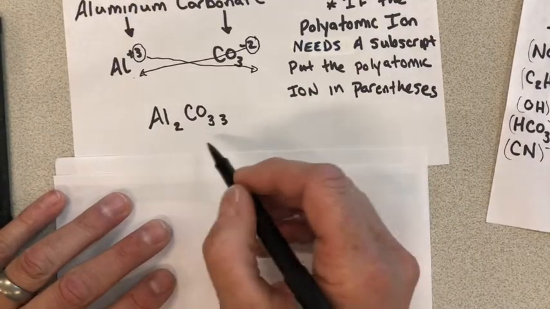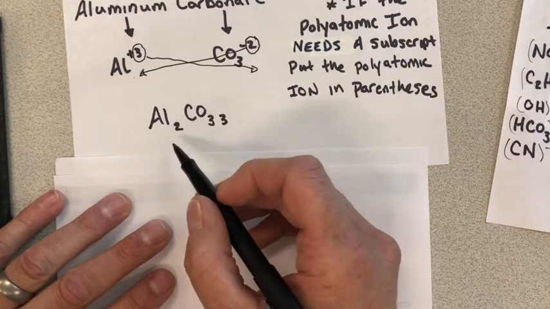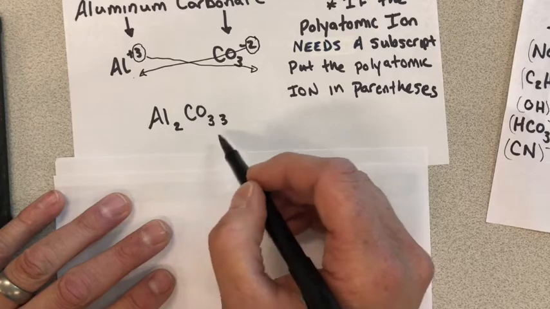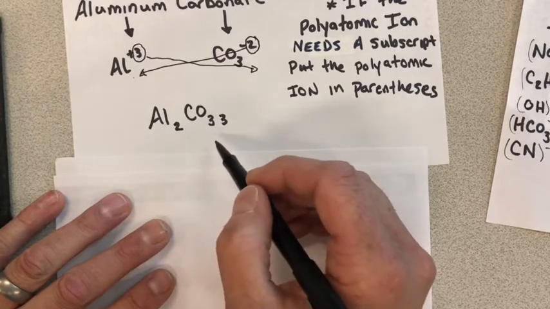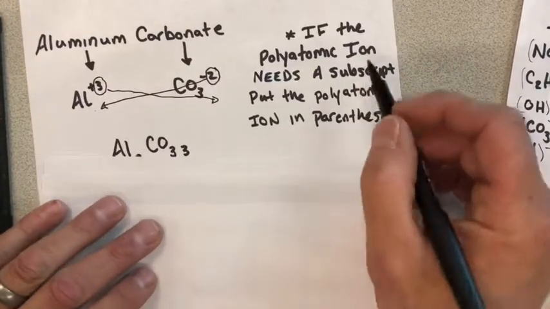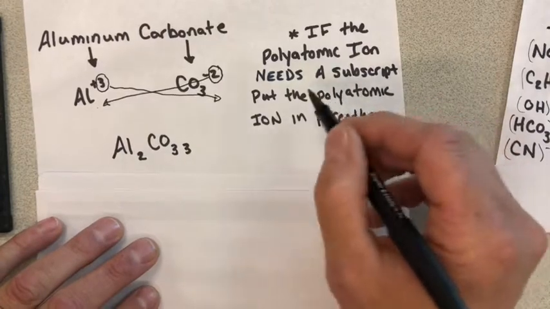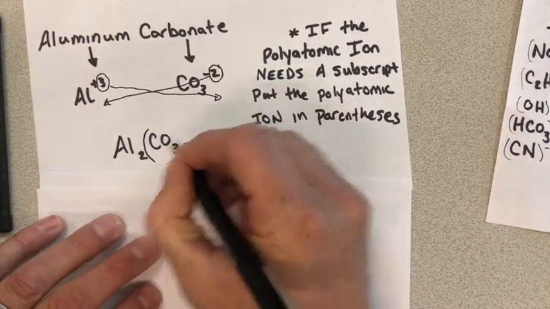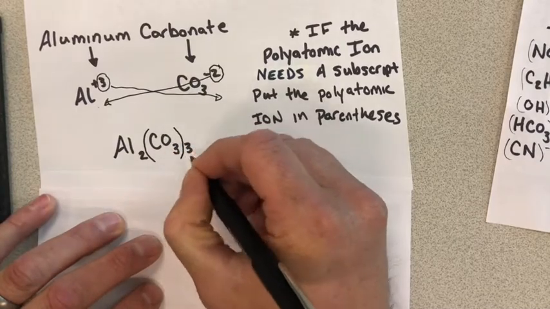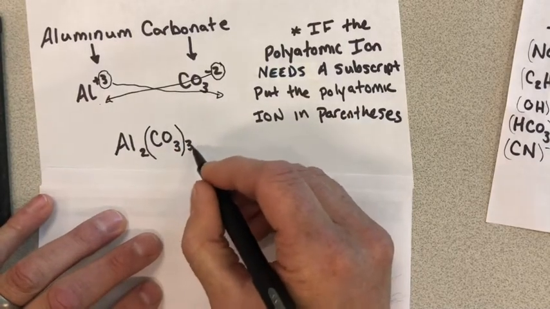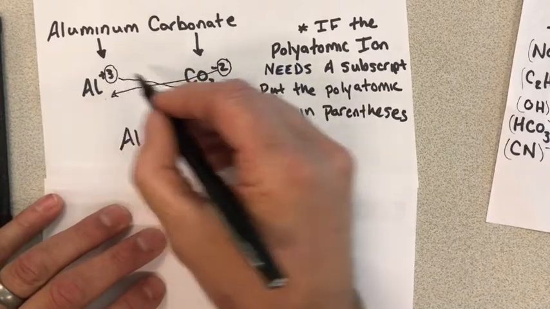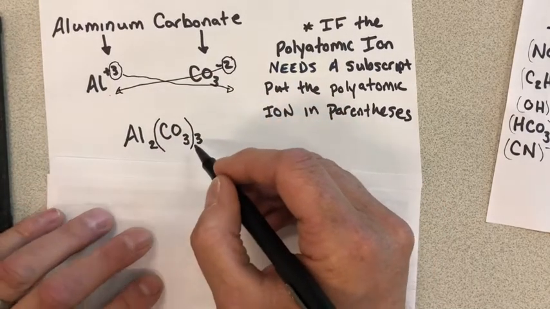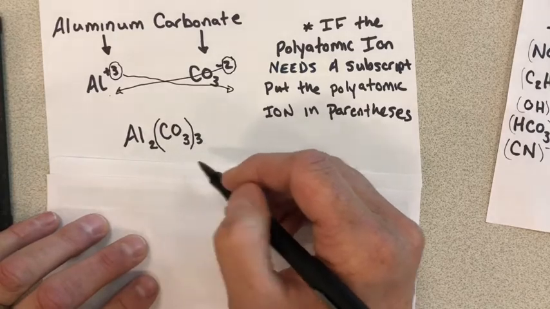Now this is incorrect, because this would maybe tell you that you have 2 aluminum atoms, 1 carbon atom, and 33 oxygen atoms. So if the polyatomic ion requires a subscript, this is where your parentheses come in. And you have to separate the new subscript that is the result of the switcheroo from any subscripts that might be present in the chemical formula for the polyatomic ion.